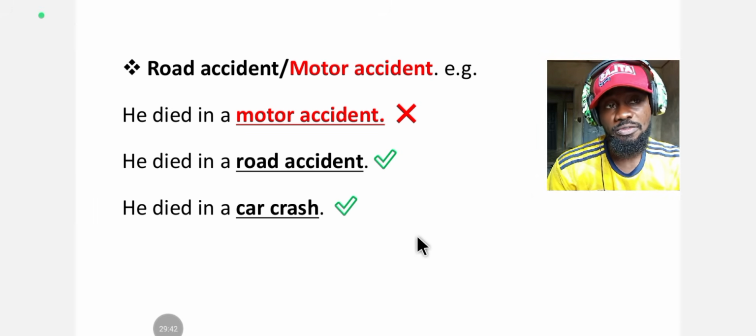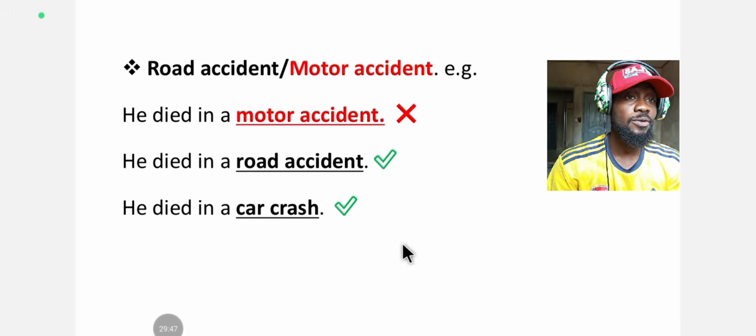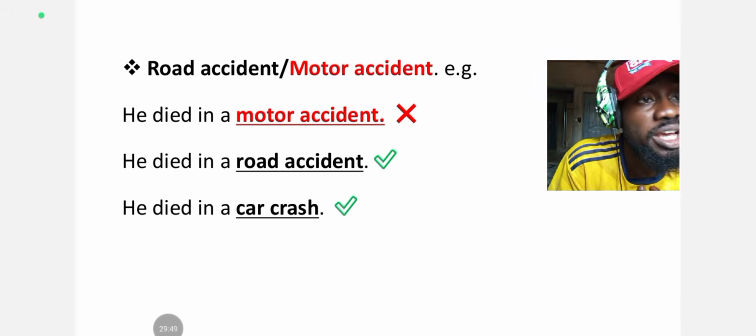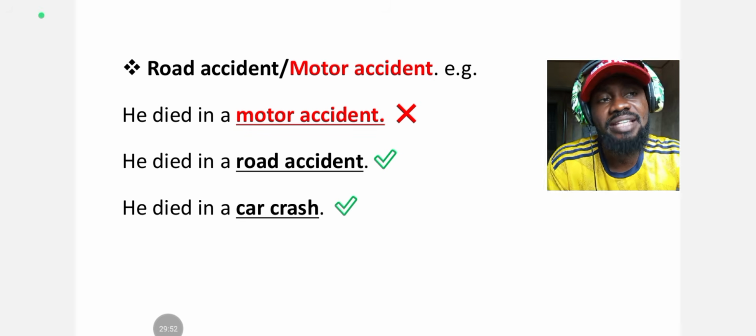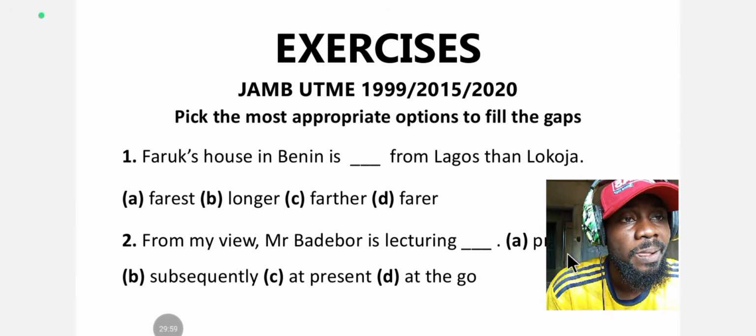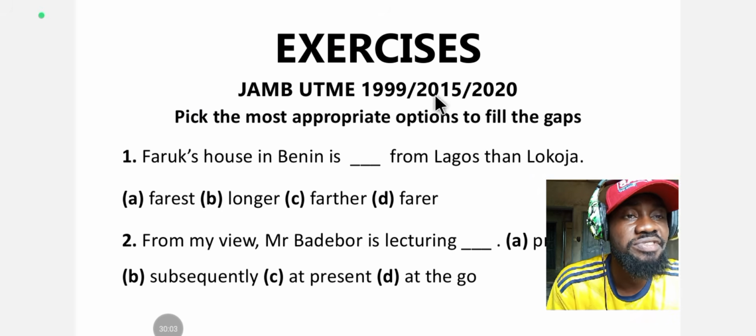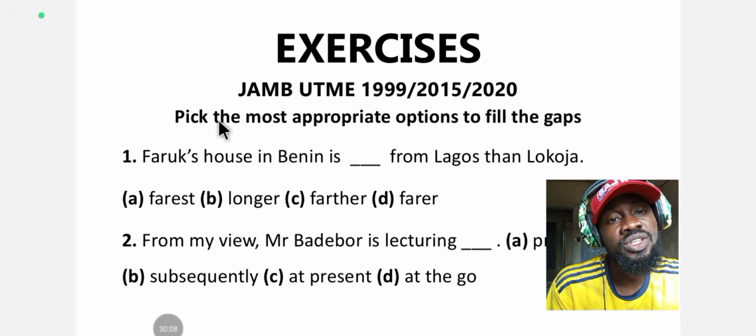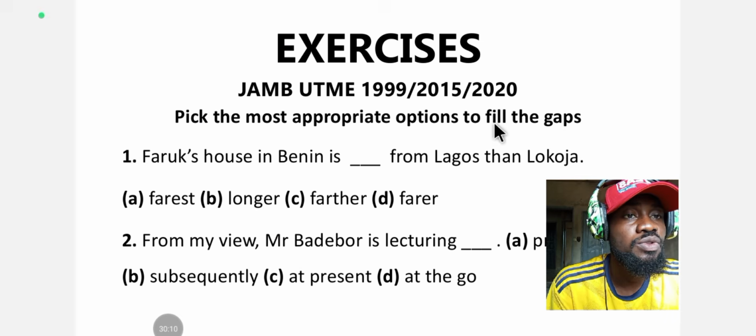With this, we have come to the end of the commonly misused forms in English language, commonly set in JAMB, UTME, and WAEC. Now, let's take some exercises to further test the knowledge we've acquired so far. Exercises. These questions were brought from JAMB, UTME 1999/2015/2020. The instruction says, pick the most appropriate options to fill the gaps.